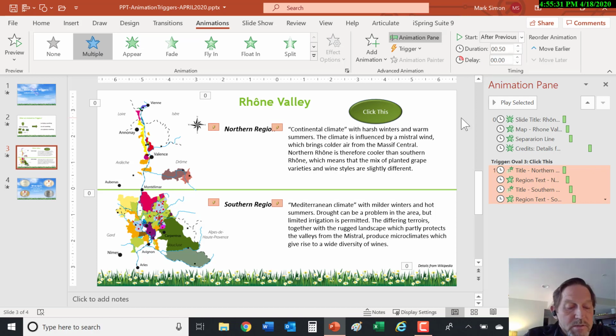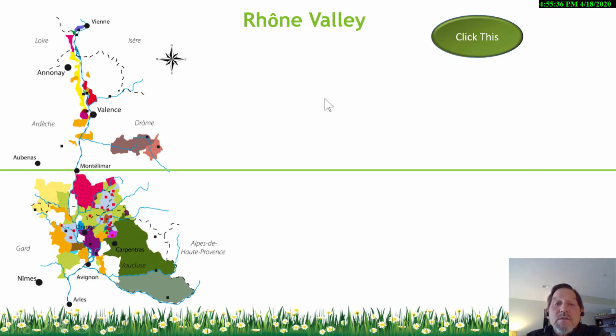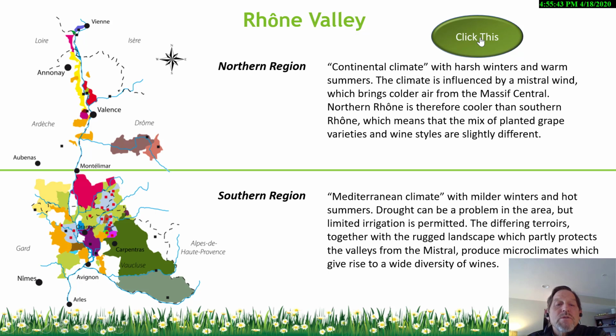And let's see what we've got. So I'll go into presentation mode again, and you can see nothing down here has displayed. But when I click on this button here, I get my northern region and southern region information to show up.